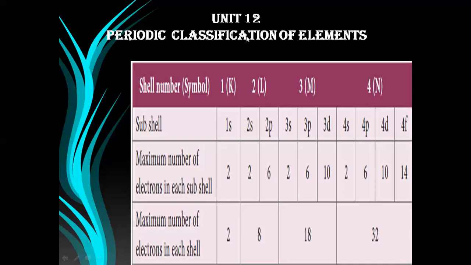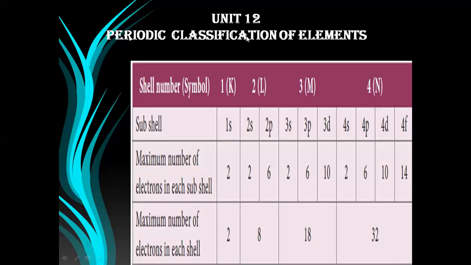Next is the N shell. The subshells are s, p, d, f. All the subshells are present in the N shell. So s has 2, p has 6, d has 10, and f has 14. Totally 32 electrons are present in the N shell. These are the shells and subshells, and the electrons present in them.